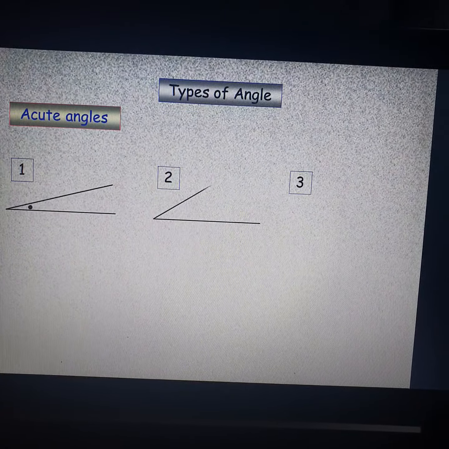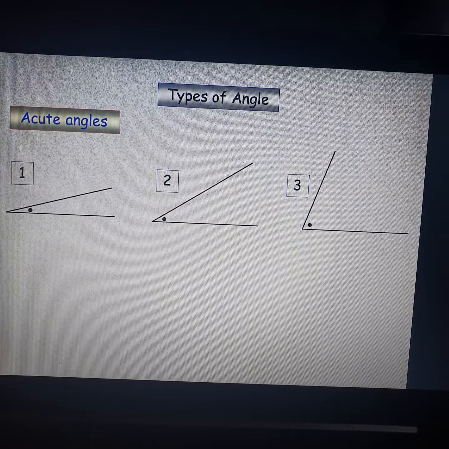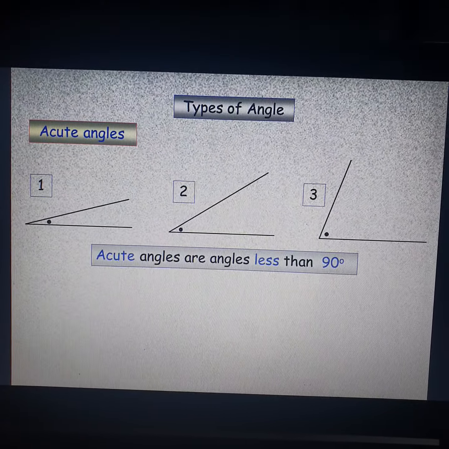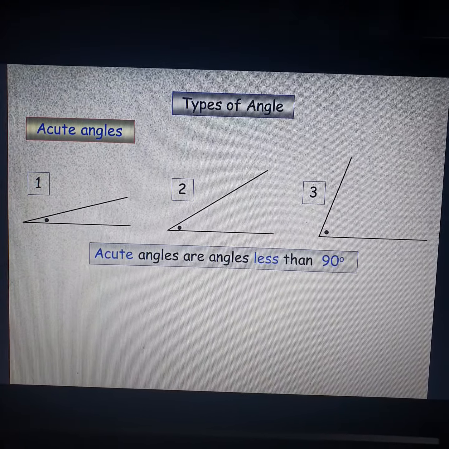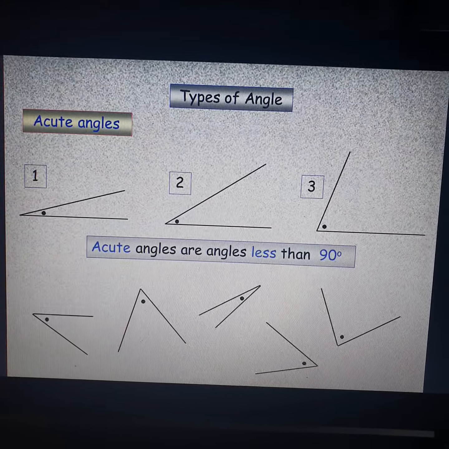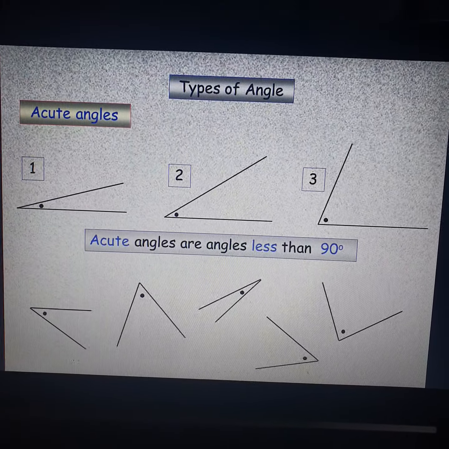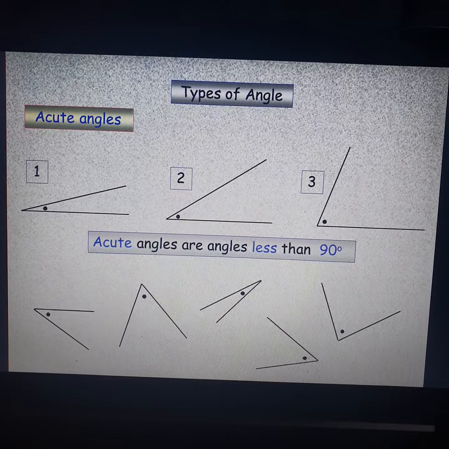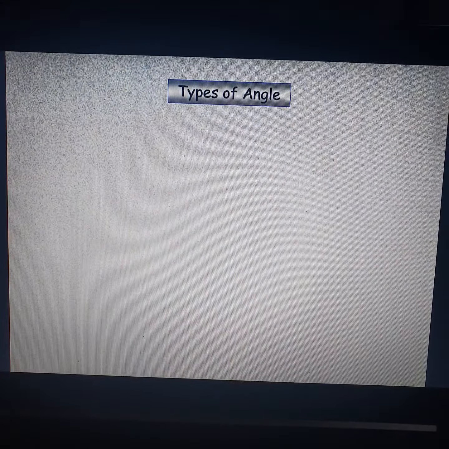Here's one. Here's another. Here's another. Now let's take these down, right? This is another note to take down. So acute angles are angles less than 90 degrees. And we can see, so you could take down maybe 2 diagrams just to show what they would look like. Don't have to measure them or anything, but just write down that acute angles are angles less than 90 degrees.